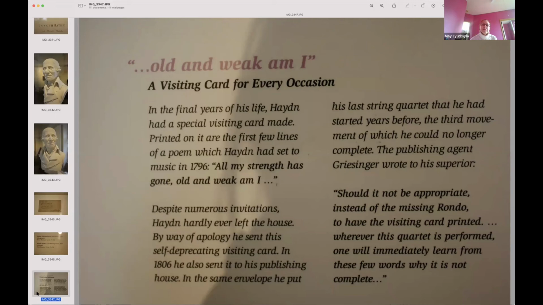In 1806, he also sent it to his publishing house. In the same envelope, he put his last string quartet that he had started years before, the third movement of which he could no longer complete. The publishing agent, Griesinger, wrote to his superior, should it not be appropriate, instead of the missing rondo, to have the visiting card printed? Wherever this quartet is performed, one will immediately learn from these few words why it is not complete.